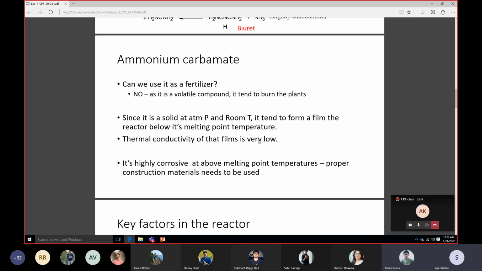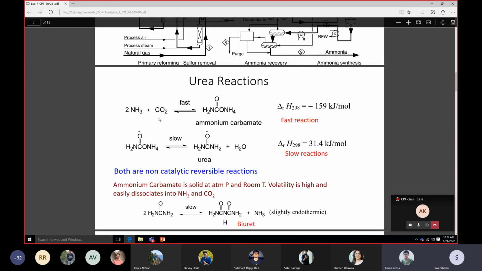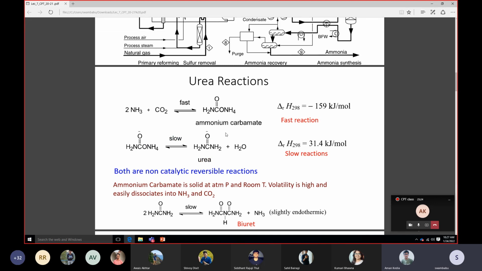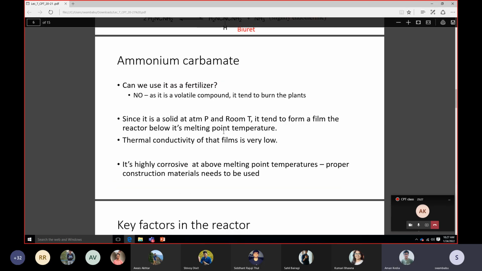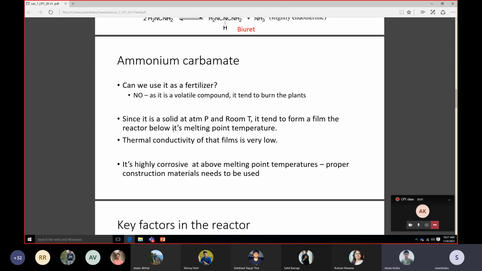Ammonium carbonate, as I said, is the first reaction that needs to be operated at low temperature, because high temperature favors the backward reaction. But what problem happens if you operate at low temperatures? Ammonium carbonate is a solid at atmospheric pressure and room temperature. It tends to form as a film if you operate the reactor below its melting point temperature.